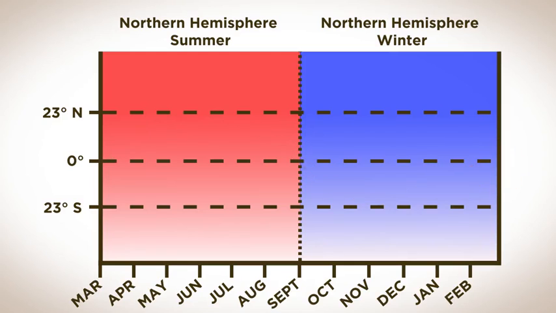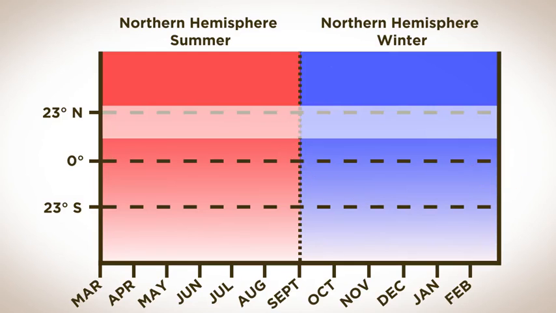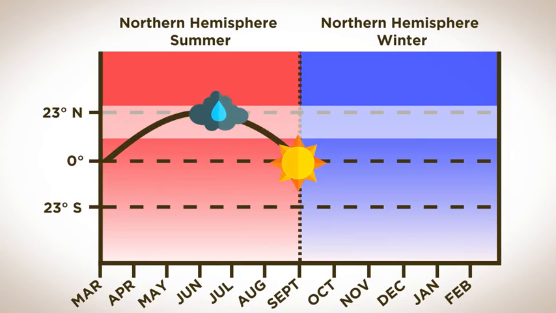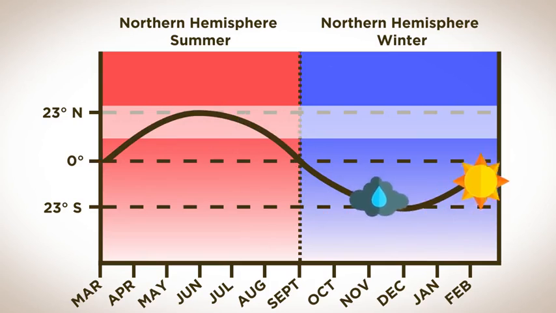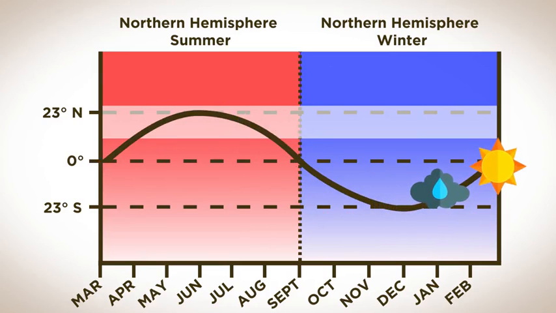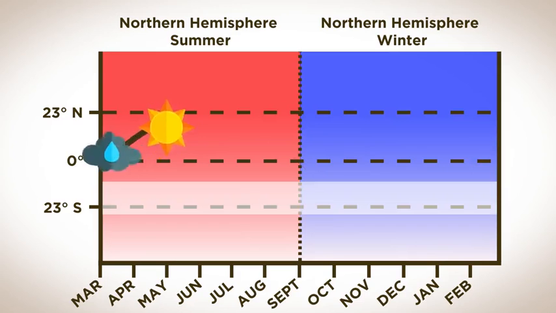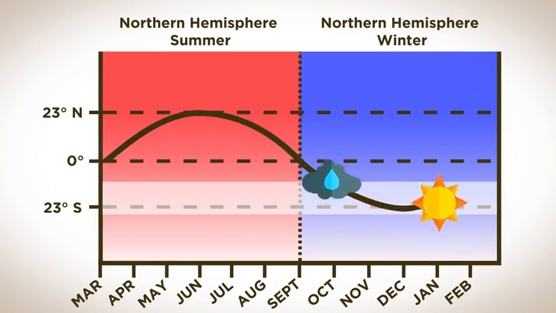Now look at the latitudes where we find tropical deciduous forests in the northern hemisphere. From March to September, the sun passes over these latitudes, bringing precipitation. Then, from September through March, these forests enter a dry season, while the sun is over the southern hemisphere. The opposite is true for the tropical deciduous forests in the southern hemisphere.